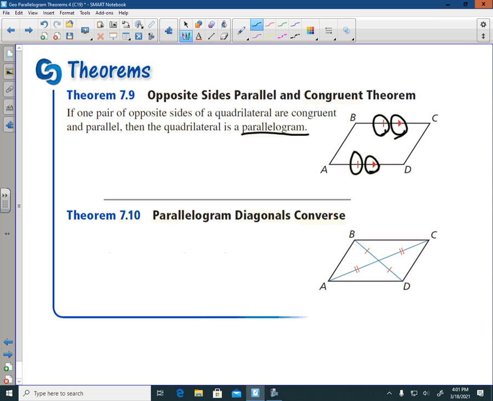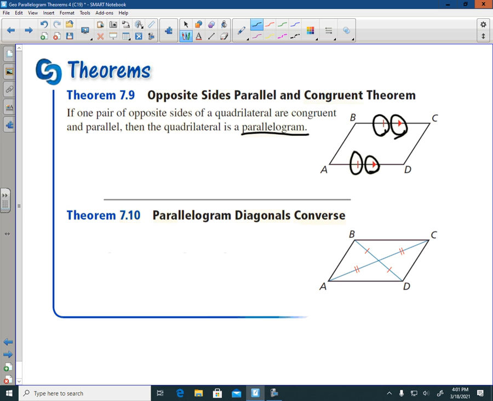So these parallelogram theorems are kind of telling us what things you need to know, and what combinations of things you need to know, in order to know if a quadrilateral is a parallelogram. Here's the last one.